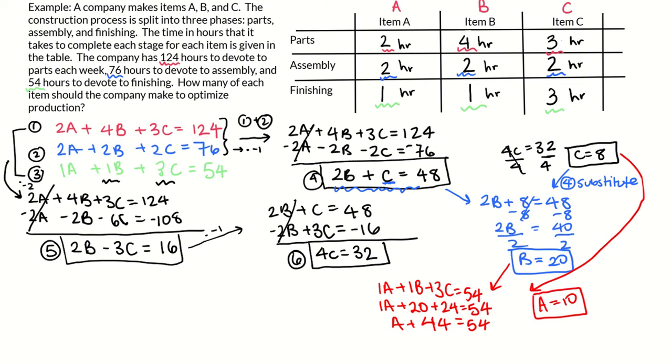So what that means from this situation, the number of each item that should be made to optimize production, given these conditions, is 10 of item A, 20 of item B, and 8 of item C.